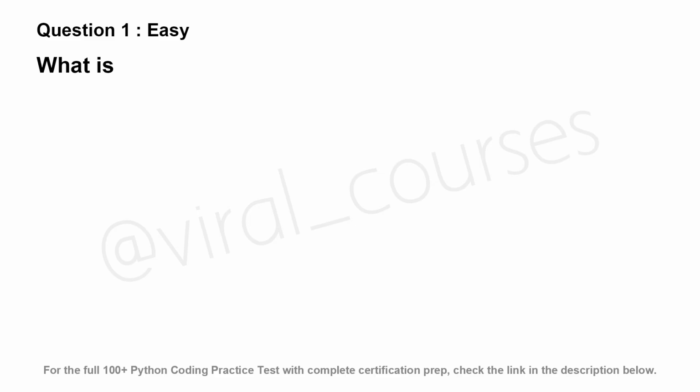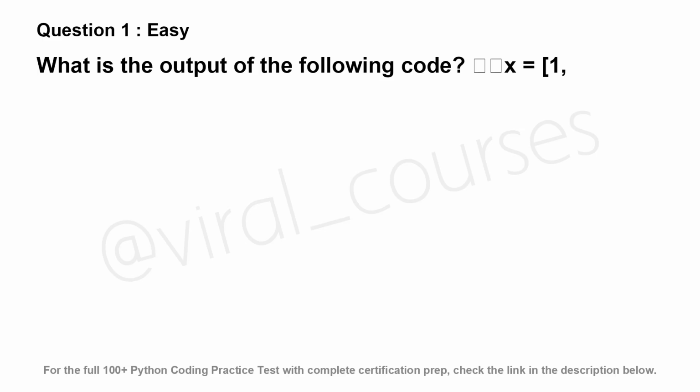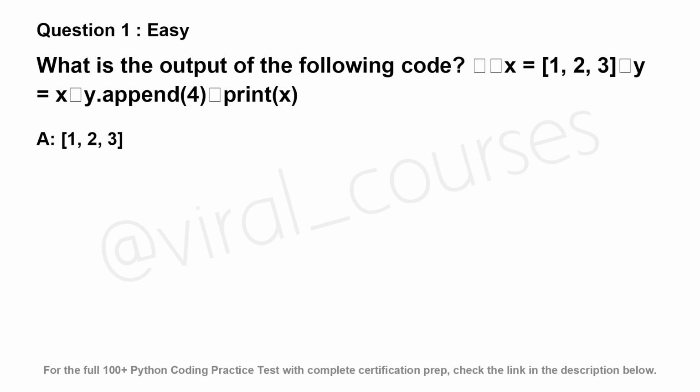What is the output of the following code? x = [1, 2, 3], y = x, y.append(4), print(x). Option A: [1, 2, 3]. Option B: [1, 2, 3, 4]. Option C: error. Option D: [1, 2, 3, 4].